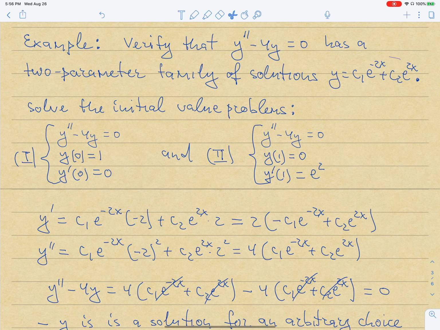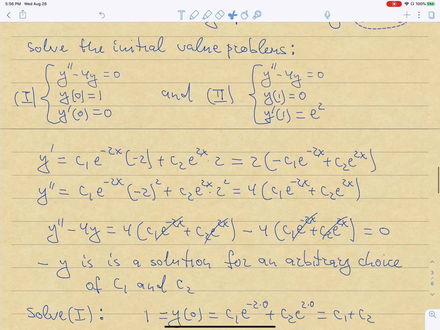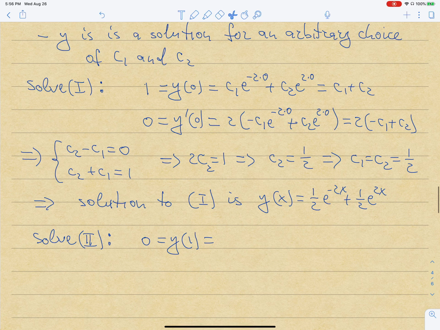On the other hand, it is whatever this expression is when x is equal to 1. So when x is equal to 1, 2x is 2. So we have C1 e to the minus 2 times 1 plus C2 e to the 2 times 1. So C1 e to the minus 2 plus C2 e squared.